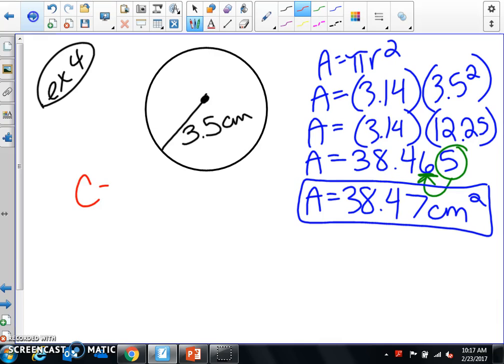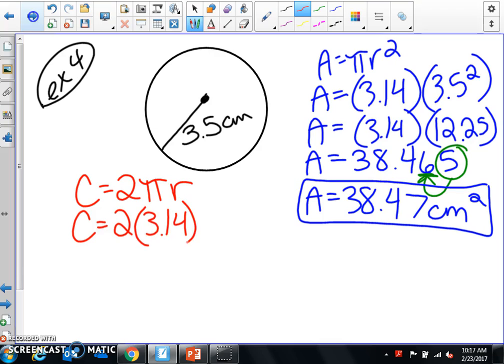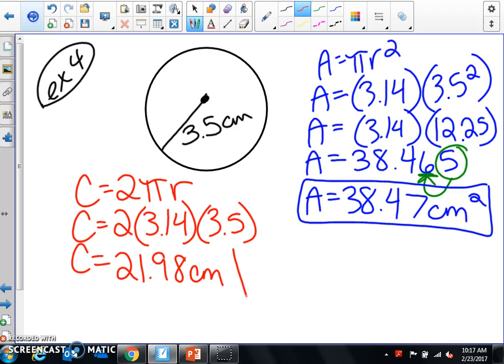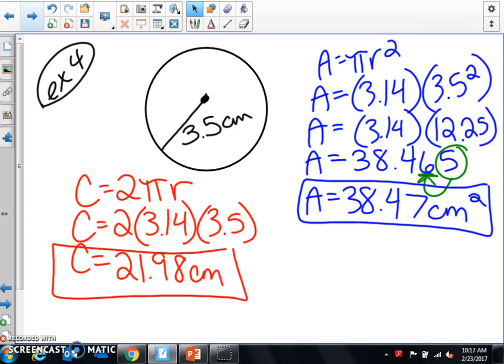Circumference is 2 pi r. So circumference is equal to 2, turn pi to 3.14. And my radius is 3.5. So 2 times 3.14 times 3.5 gives me 21.98 centimeters. Done. Now guys, when I'm checking you in class and on your assessments, I need to see all of these steps, okay? I don't want to see that you just plug things into your calculator, okay?